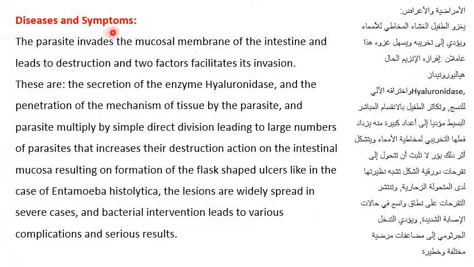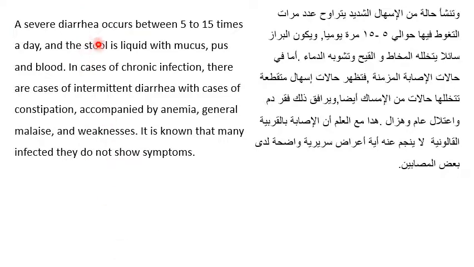These are the symptoms and disease caused by Balantidium coli. Penetration of the tissue and formation of flask-shaped ulcers with bacterial intervention leads to various complications and serious results. A severe diarrhea occurs 5 to 15 times a day, and the stool is liquid with mucus, pus, and blood.